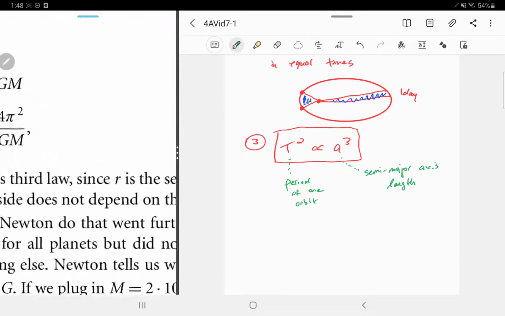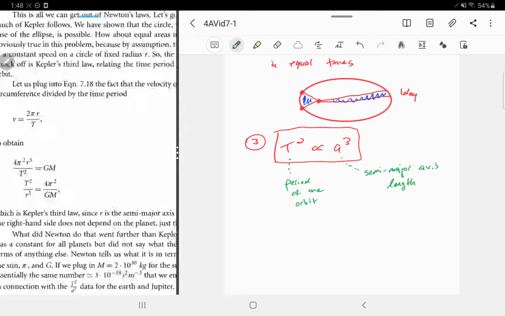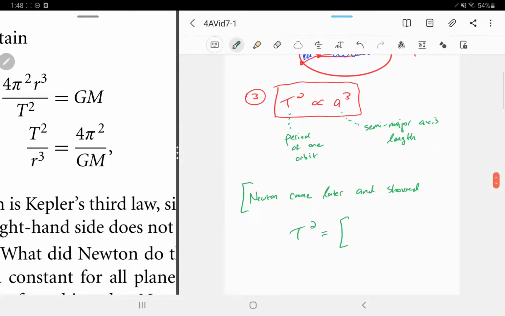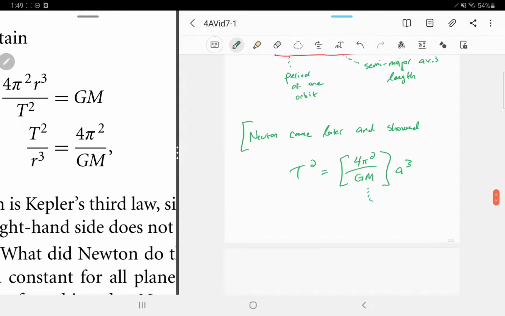This is where Newton came in to save the day. Later on, we'll be able to prove in a following video, so Newton came later, and showed, and I point this out now because you'll need this for a homework assignment, that T squared is actually, so in order to turn that proportionality sign into an equal sign, that constant is 4 pi squared over G times M. Capital M is the mass of the sun, so it's whatever you're orbiting around.